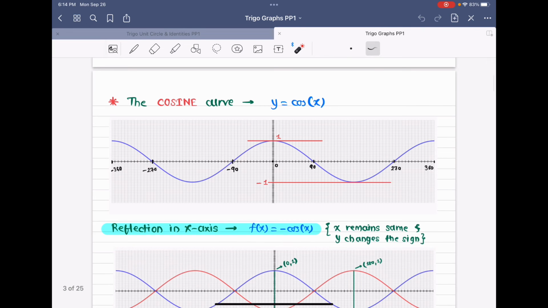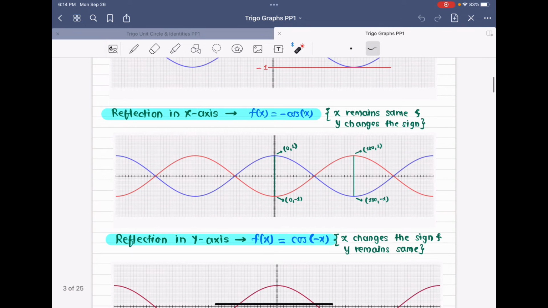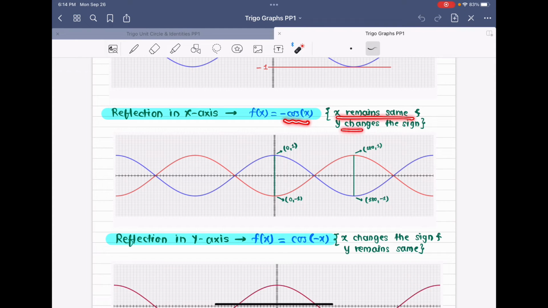Same repetition: reflection in the x-axis, f of x becomes negative cos x. x remains the same, y changes the sign. So here you can see the point is 0 comma 1. Now if it is a reflection in the x-axis, x remains the same, that is the x value is 0, but y changes the sign. 0 comma 1 becomes 0 comma negative 1. 180 comma 1 becomes 180 comma minus 1, and so on.